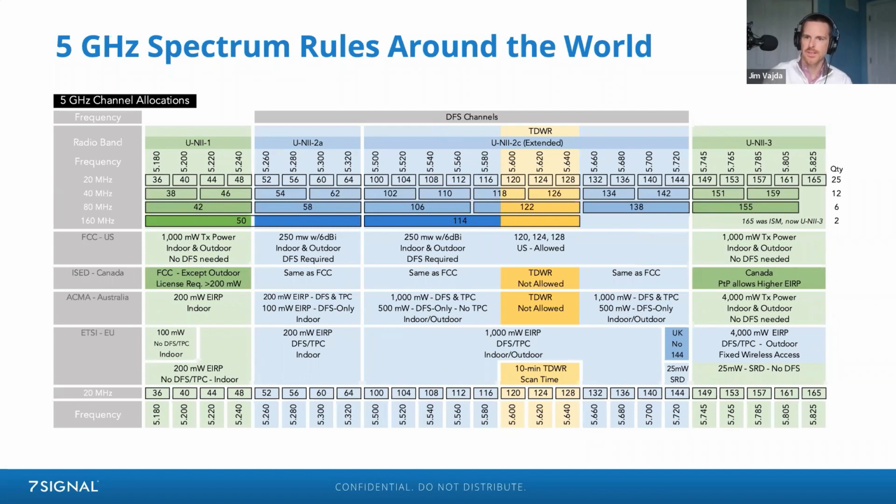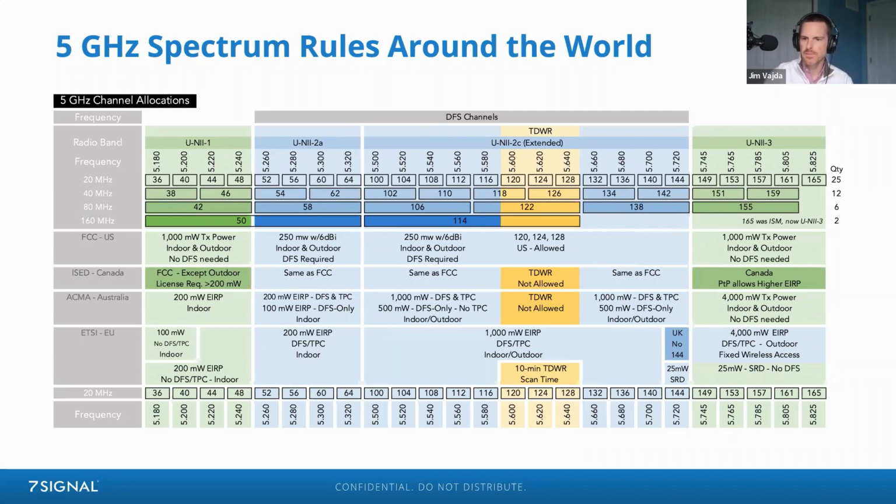But you'll also notice that FCC and ISED and ACMA and ETSI, and I think there's a few little notes about Ofcom in here as well. They all have different rules, and these things change. Ofcom, I believe it was just last year, opened up the Uni 3 band to access for unlicensed users like Wi-Fi without a DFS requirement, like most of the rest of the regulators here do.